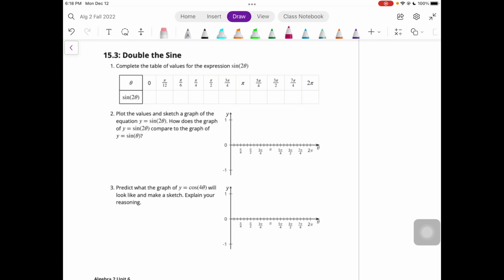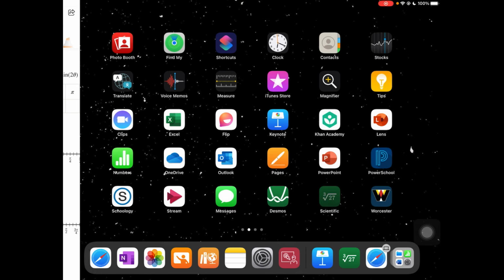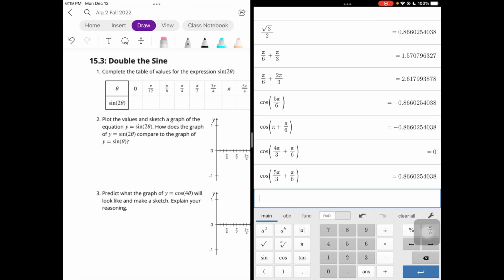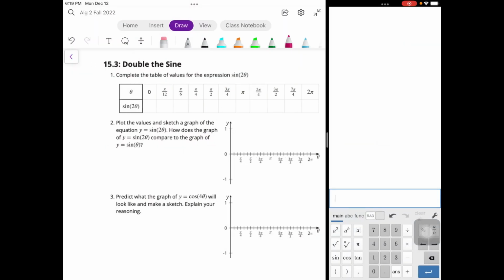What we're going to do is use our calculator. We'll use a regular scientific calculator. We don't need a graph because we're going to be drawing the graph. So we're going to clear all that. All right, so sine of 2 times 0 is still the same thing as sine of 0.